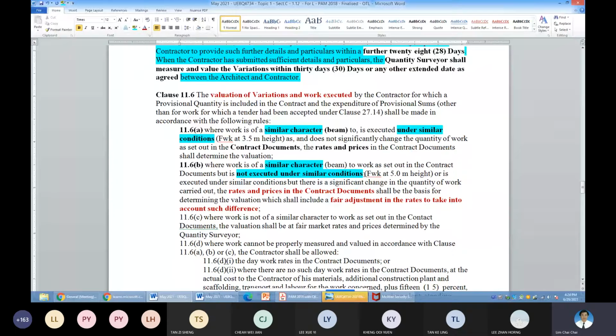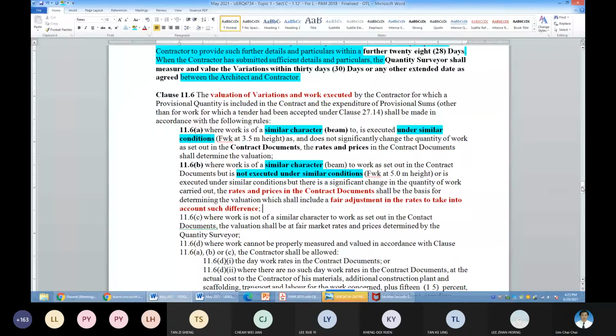If your BQ has a beam, same character, and the formwork height is 5.0 meter, then you use that rate to pay. That means the contract rate has a similar character, but the height differentials are there. If there is no such rate, then you use the 3.5 meter height rate for the formwork plus adjustment for the increase in the support system. I hope you are clear. So then you know how to use clause 11.6b.